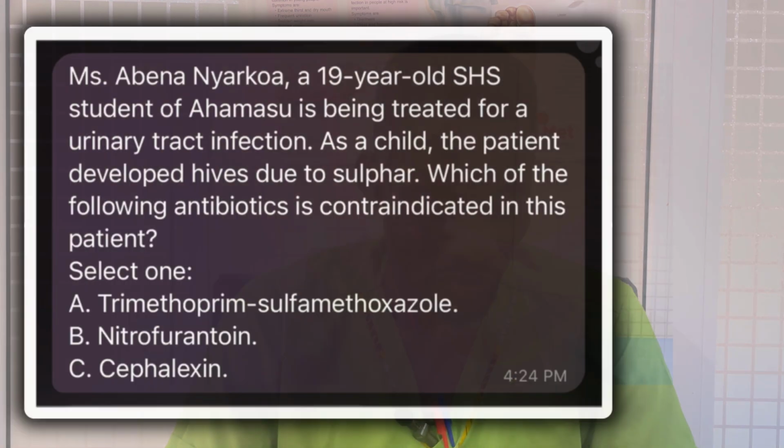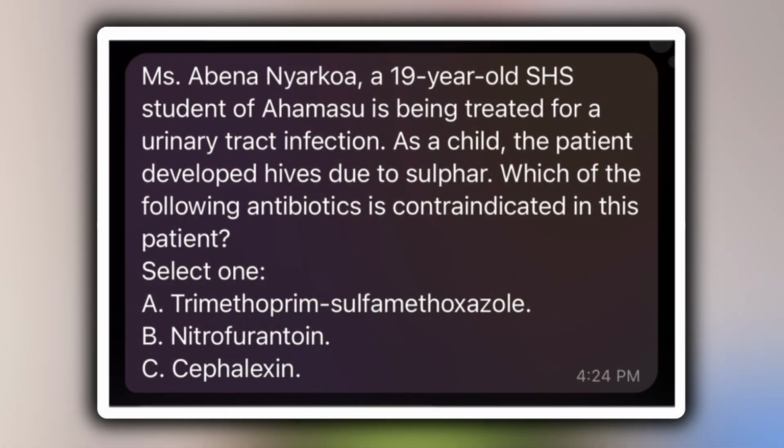To begin with, a question like this: Miss Abena Nyakwa, a 19-year-old SHS student of Ahamasu, is being treated for a urinary tract infection. As a child, the patient developed hives due to sulfur. Which of the following antibiotics is contraindicated in this patient? Option A, trimethoprim sulfamethoxazole. Option B, nitrofurantoin. And option C, cephalexin.